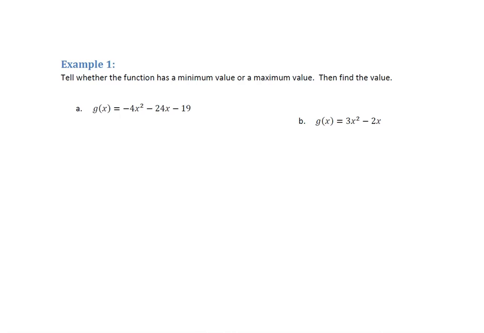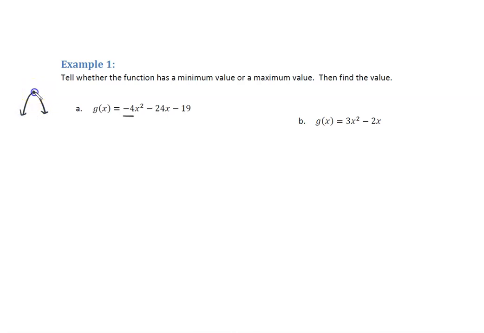Today we're going to discuss how to find the minimum or maximum value of a parabola. Remember that when we have a parabola in standard form, ax squared plus bx plus c, we look at the a value to determine if the parabola opens up or down. In this case, the a value is -4.